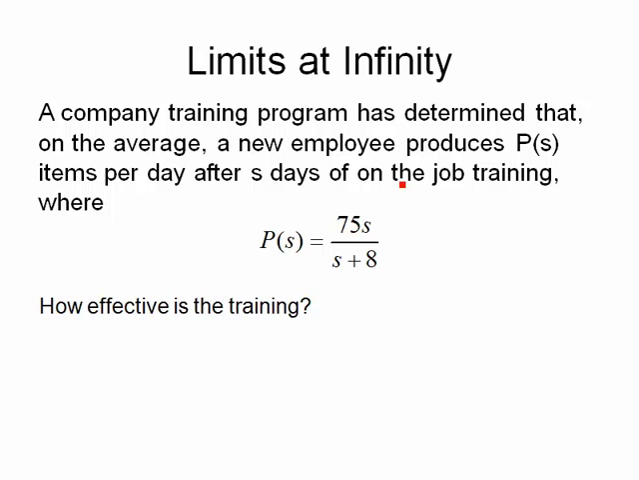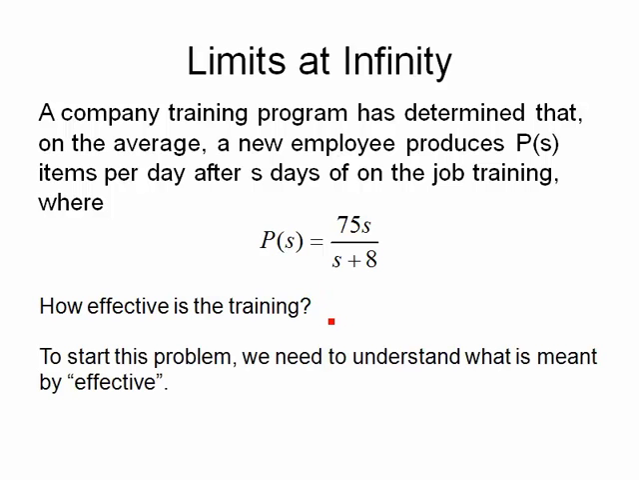A company training program has determined that on the average, a new employee produces P of S items per day after S days of on-the-job training, where P of S is a rational function, 75S divided by the quantity S plus 8. What I want to know is how effective is this training? So to start this problem, we really need to think about what we mean by effective.